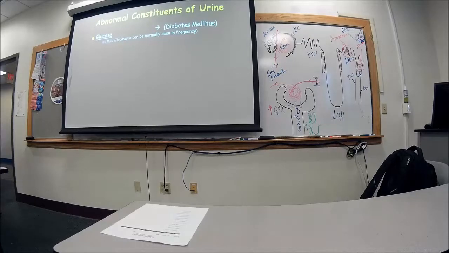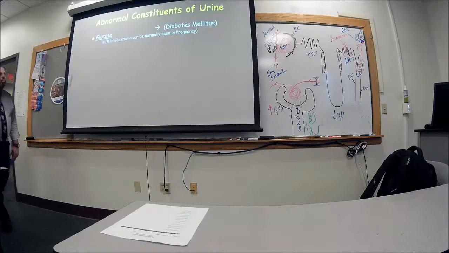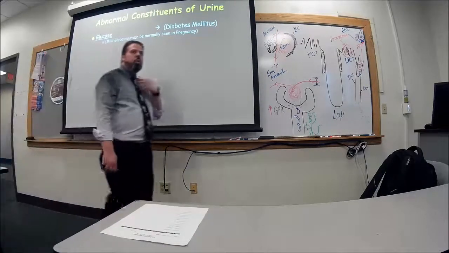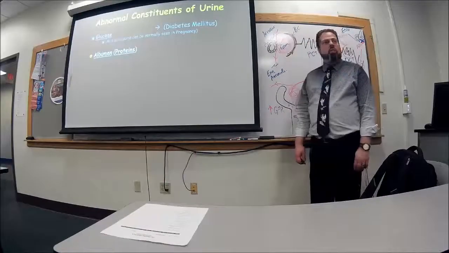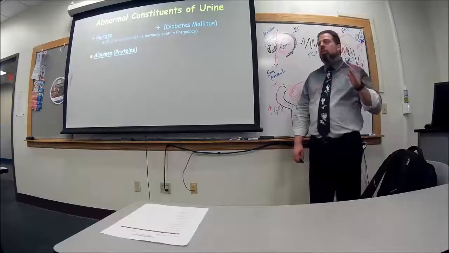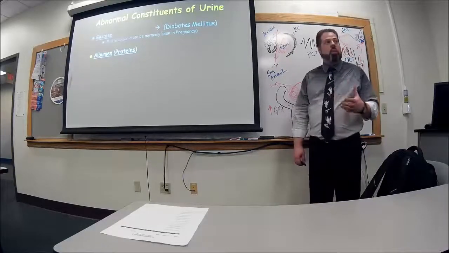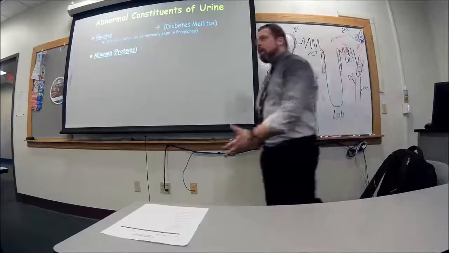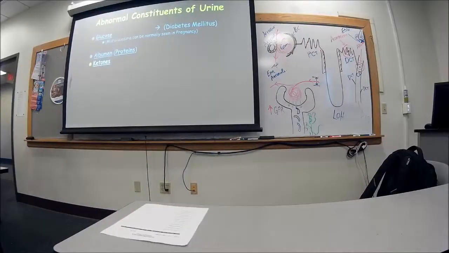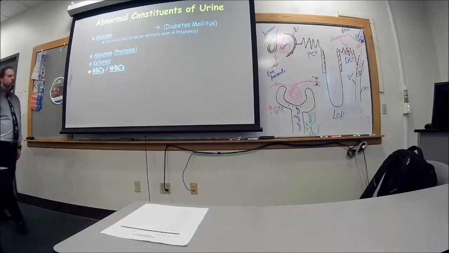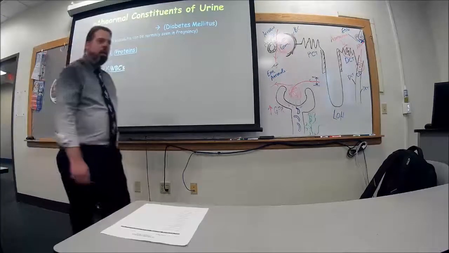Abnormal stuff, stuff you should not see in the urine. So glucose, that means diabetes. But again, keep in mind, mild glucosuria is okay in pregnancy. Albumin and protein should not be in there. They're too big to go through the Bowman's capsule, unless the Bowman's capsule is getting destroyed, then it is going to have seepage of proteins. Ketones should not be in there. Remember DKA. Red blood cells and white blood cells should not be in there.